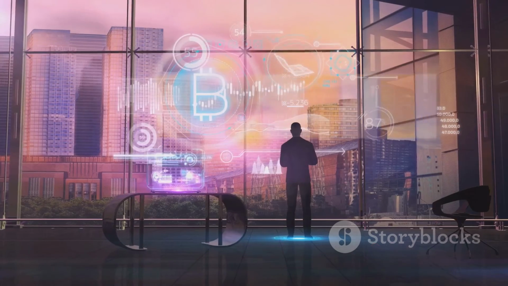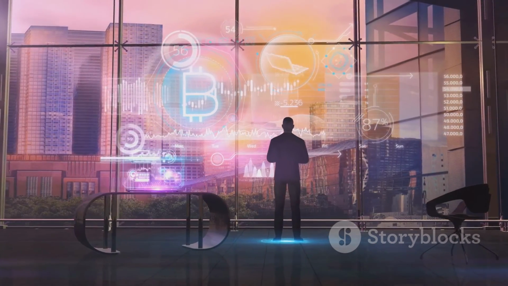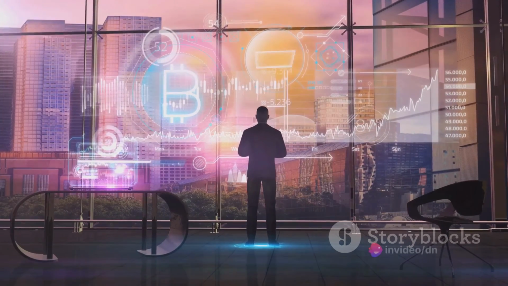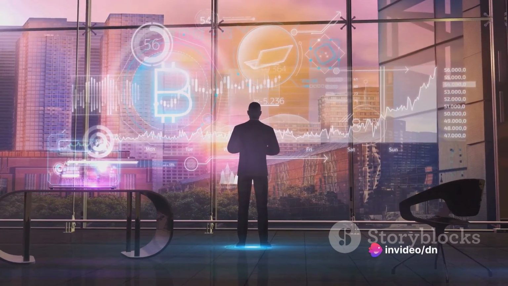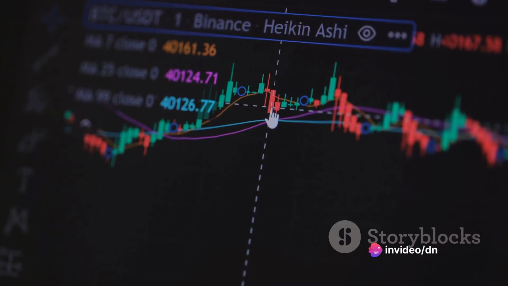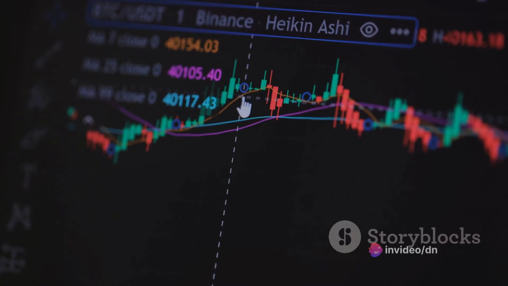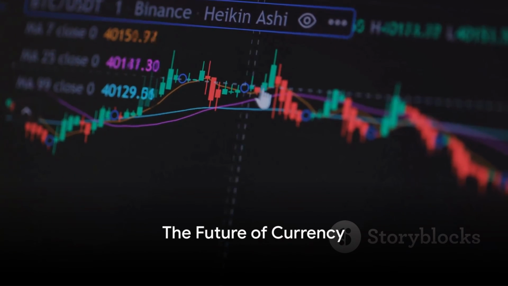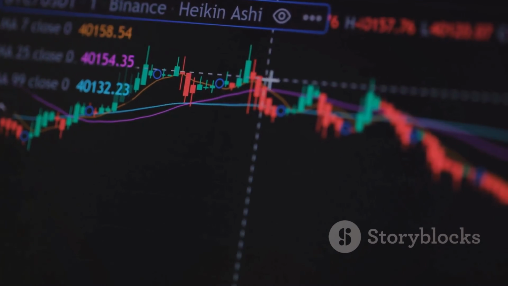However, like any revolution, it's not without its challenges. Regulatory uncertainties, market volatility, and concerns about illicit activities are some of the hurdles that cryptocurrencies must overcome. But despite these challenges, the momentum of the cryptocurrency revolution seems unstoppable. As we stand on the brink of a new era, we're left wondering, what's next for the world of currency?